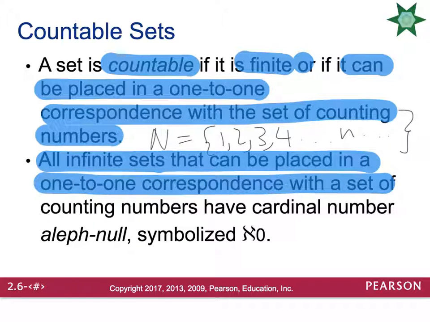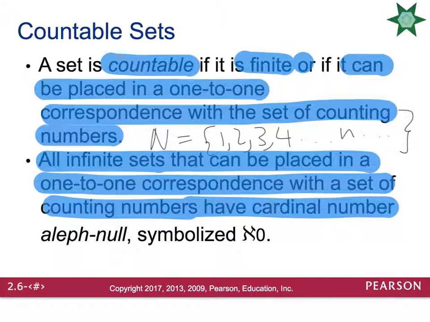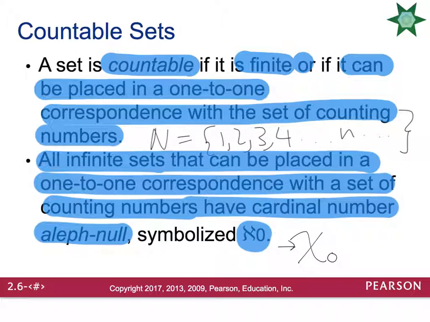The next concept here is that all infinite sets that can be placed in a one-to-one correspondence with the set of counting numbers have this cardinal number. Now, we would think it to be infinite, but we call it Aleph null. We use this symbol, kind of like a cursive x with a subscript 0, and I'll write it on the board, because I'm not very good at drawing that. But we could ask, how many elements does this set have? Well, it's not infinite, really. We give it the symbol, and we call it Aleph null.